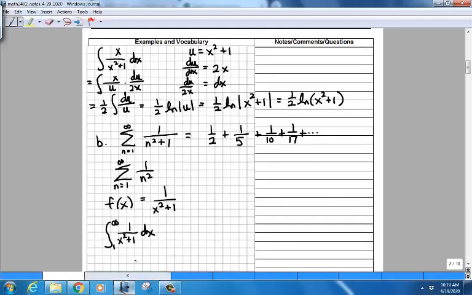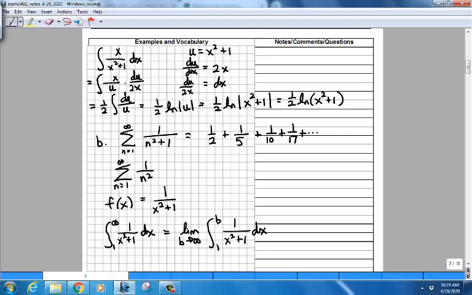So that means that my integral test is valid here. I am free to use the integral test. So if I can determine this improper integral, then I'll know what happens to this series. So let's convert that improper integral to a limit. We take the limit as b goes to infinity of the definite integral from 1 to b of 1 over x squared plus 1.